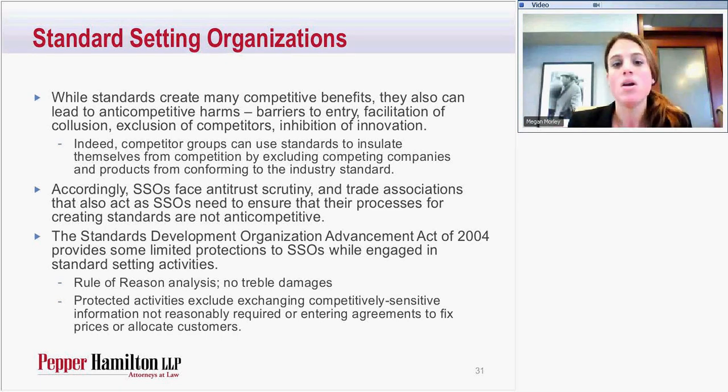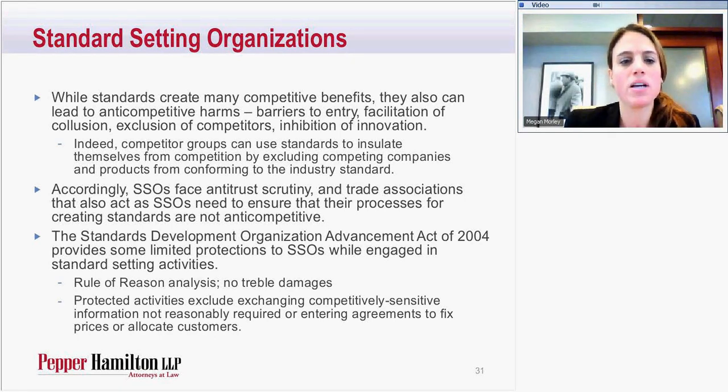However, at the same time, when you are setting standards, there is the chance that it can lead to anti-competitive harms. For example, setting a standard could cause a barrier to entry, leading to a company not being able to enter and play in a certain space. It can possibly facilitate collusion. It can exclude competitors. If you and a few other competitors get together and make a standard that one other competitor in the field cannot meet, then they're excluded. So there are antitrust risks associated with standard setting.